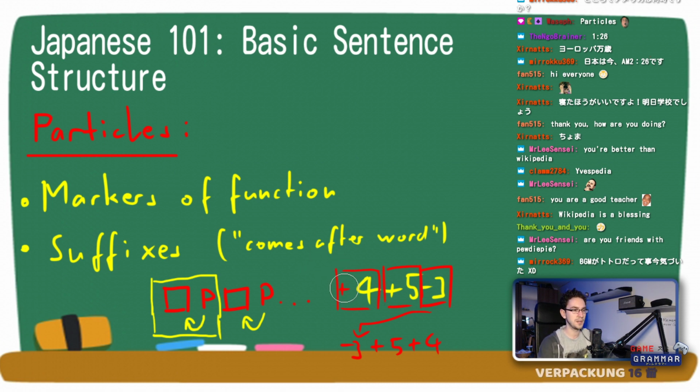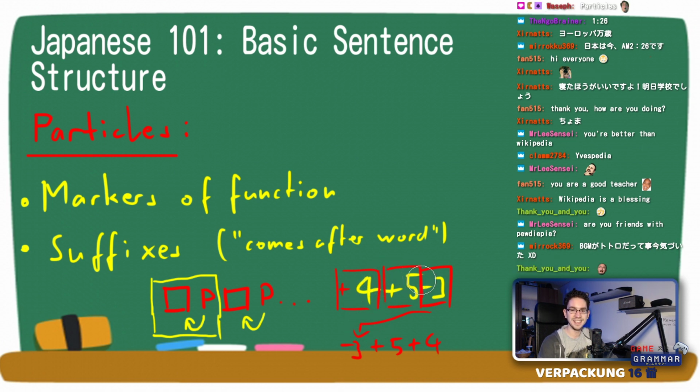Am I friends with PewDiePie? No, I'm not. BGM is Totoro, I just noticed. Right. It's Ghibli.